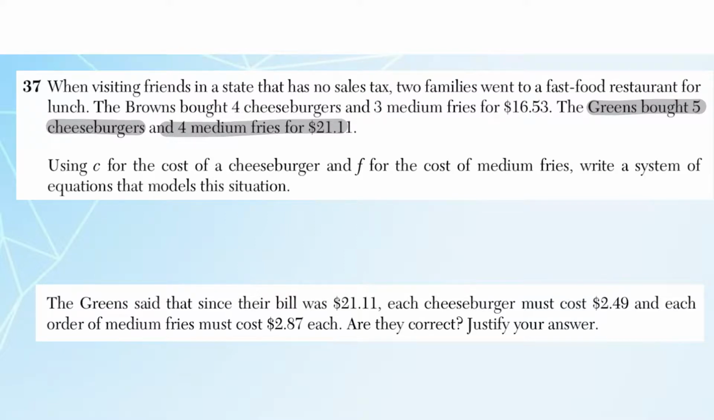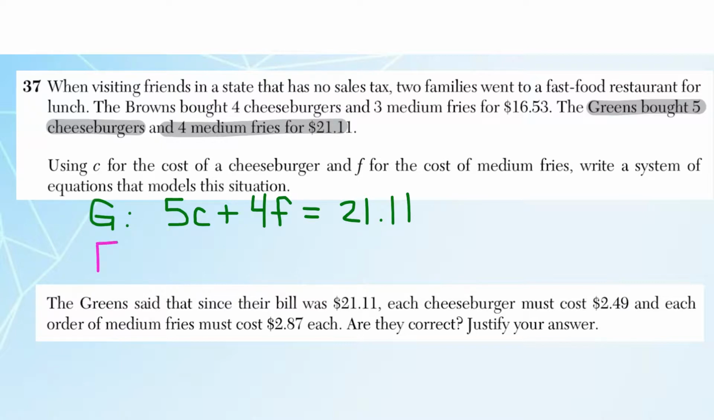Let's go ahead and do that using a green color. Now we're using the variable C to represent the cost of a cheeseburger. So since they're buying 5 of them, it's going to be 5C. And they got 4 fries, and the price of the fries is F. So 4F would represent the cost of the fries. And in total, we were being told that that cost is $21.11.